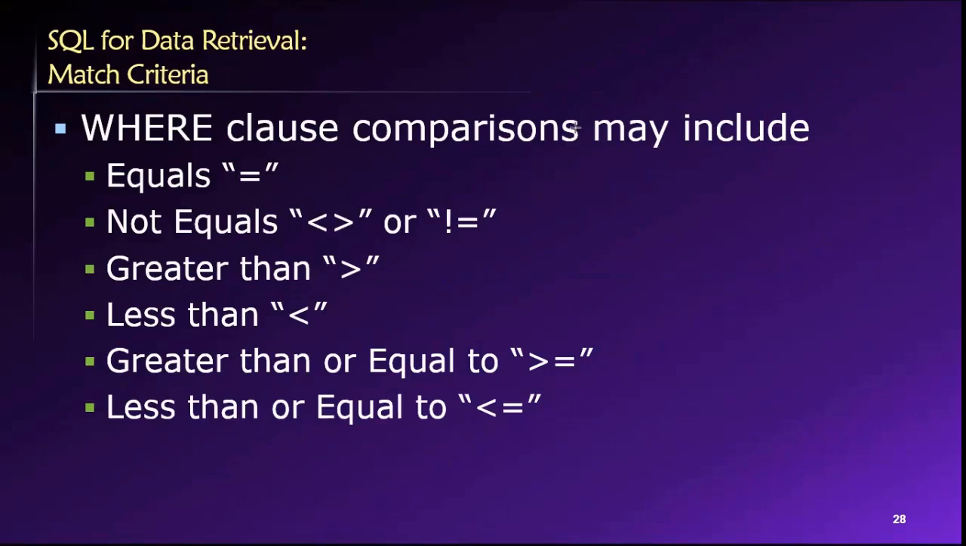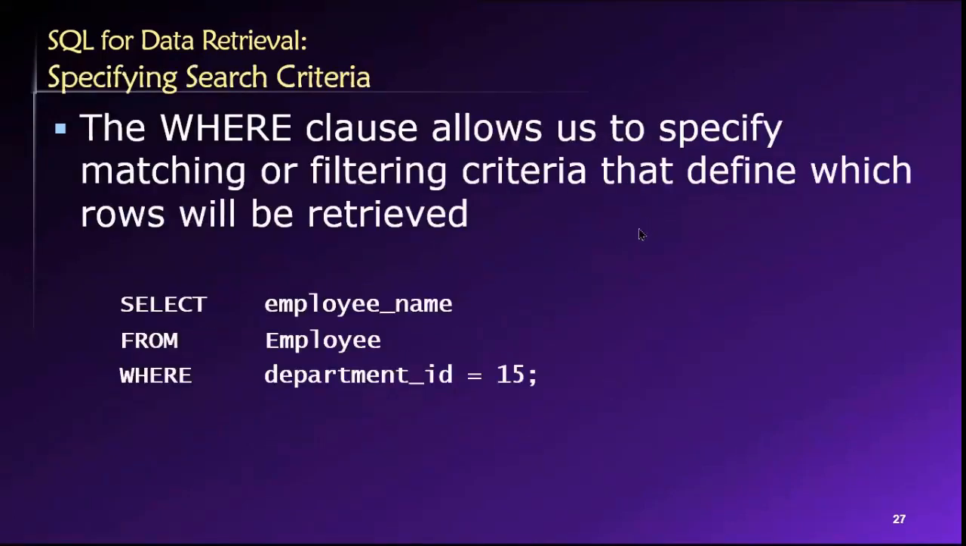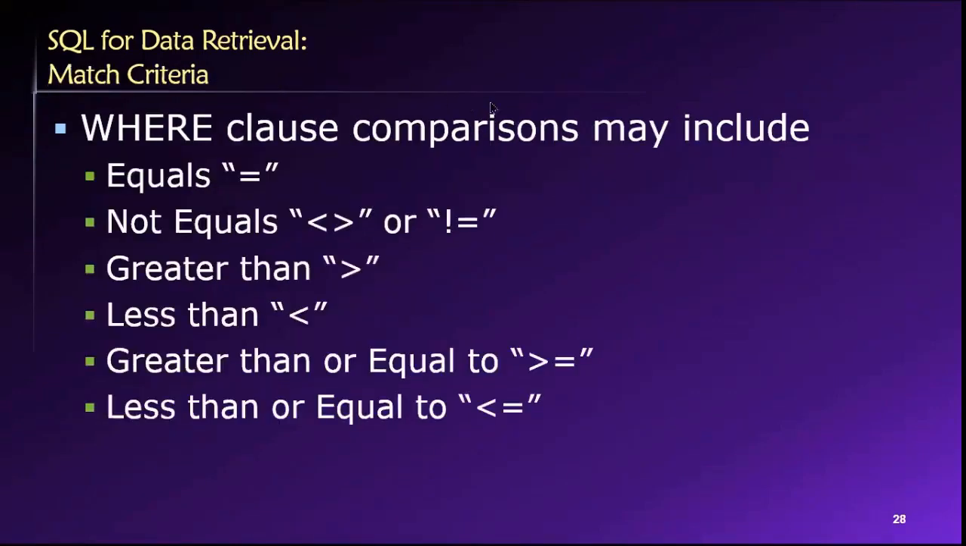So we saw that on the previous slide, for example. Give me the names of all employees who work in department number 15. If the value of department ID is equal to 15, then the associated employee name will be included in the results. Otherwise, the employee name would not be included because they don't work in department number 15. So that's an equal to.